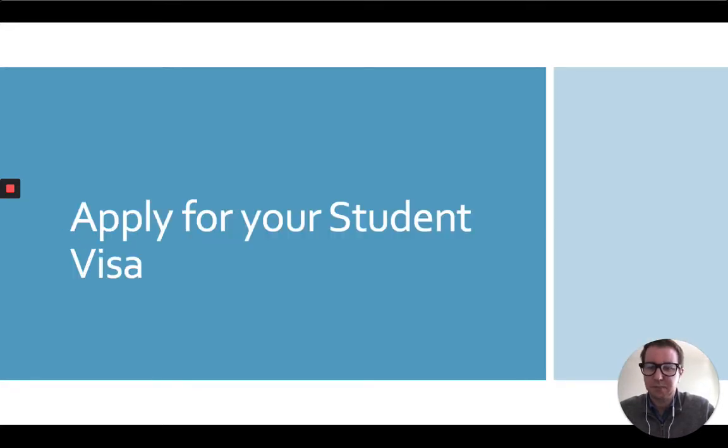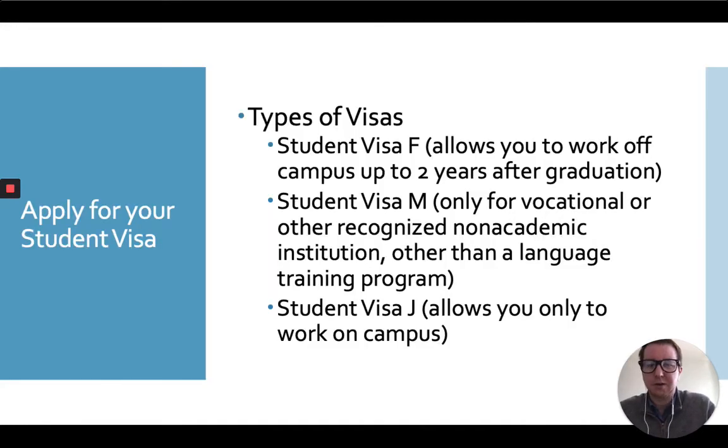Okay. Now, before I mentioned student visas, and we're going to go through a little bit more on how the different visas are different. Okay. So as I said before, there are 3 types. There is the student visa F, which will allow you to work off campus up to 2 years after graduation, as well as during your studies for, I think, up to 20 hours.